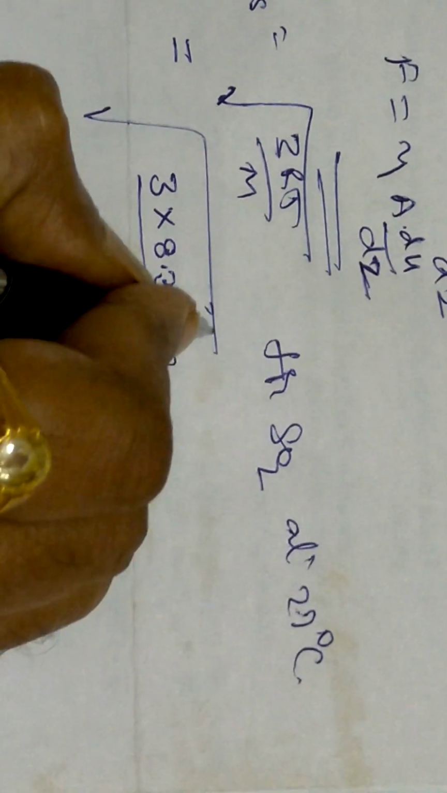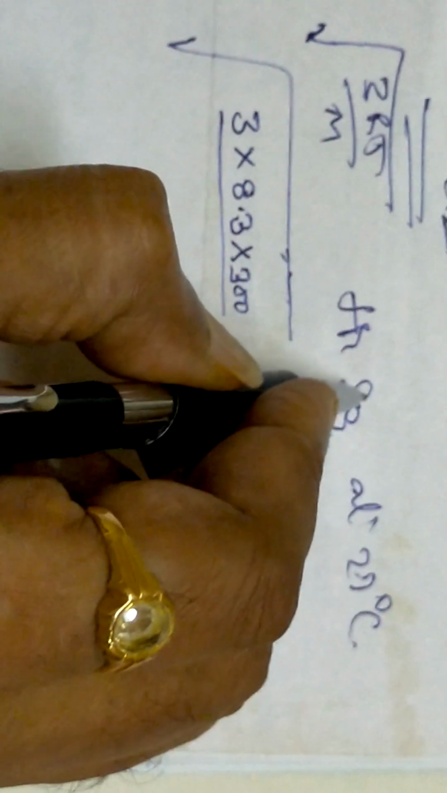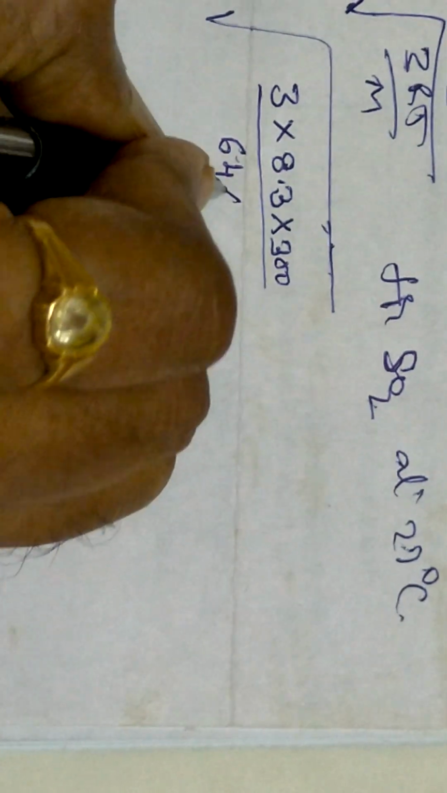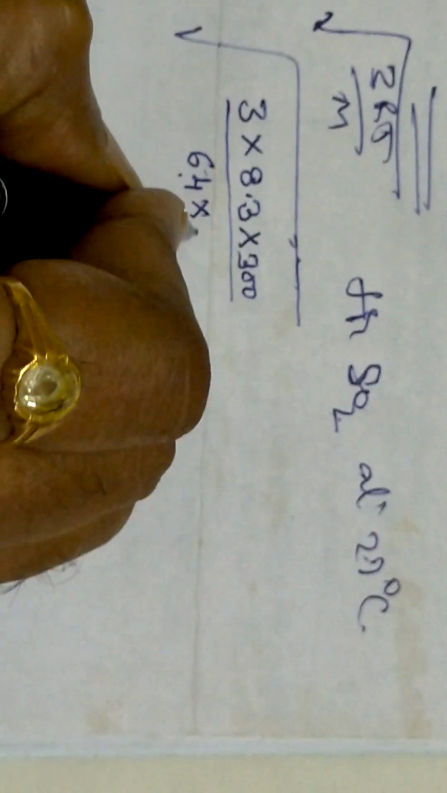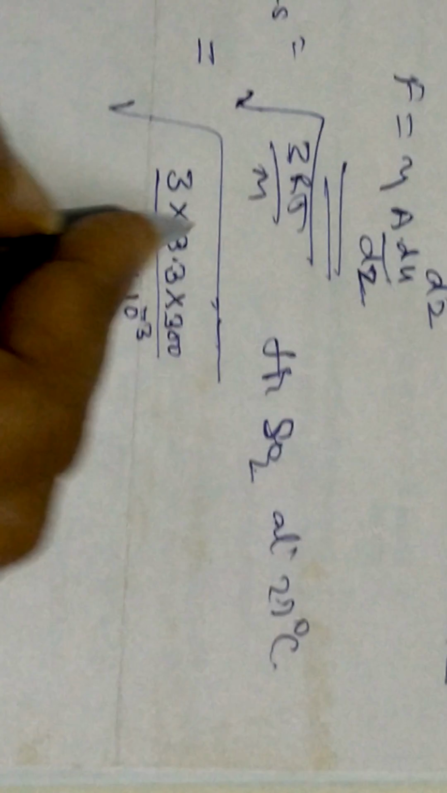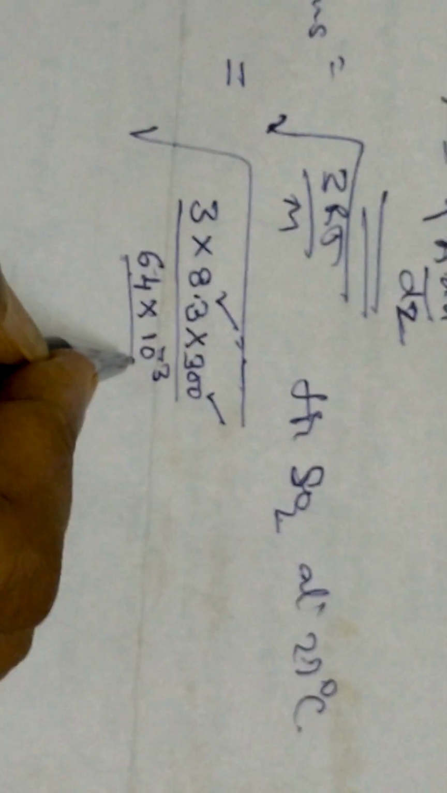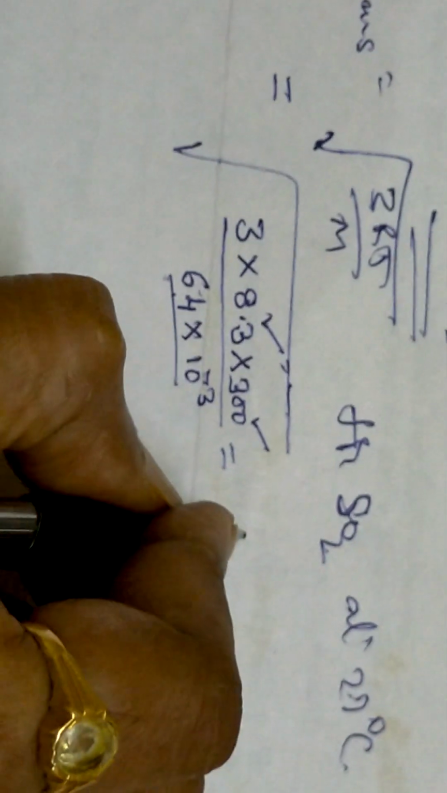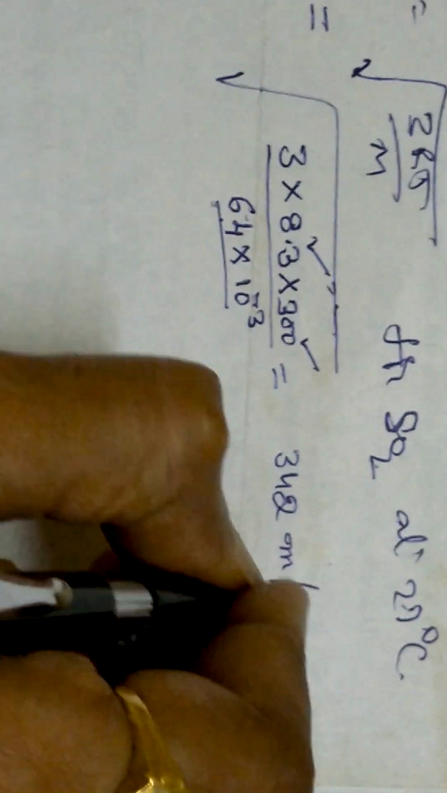Now one more confusion is what is M. For SO2, M is sulfur 32 plus oxygen 2 times 16, that is 32, so 32 plus 32 is 64. Normally people will put 64, but that is in grams. Since R is in joules, you have to convert to kg, so it should be 10 power minus 3. So it should be joules, Kelvin, and kg. Then you will get the correct value, something like 342, in meters per second because it is a velocity.